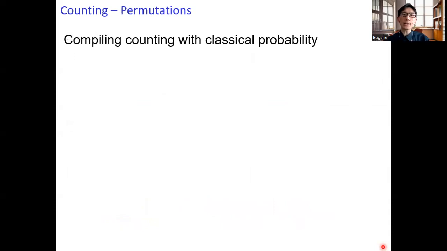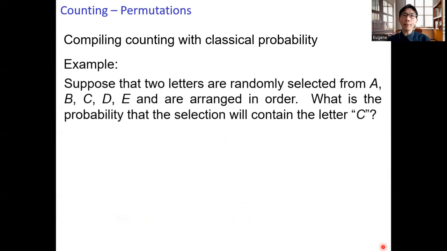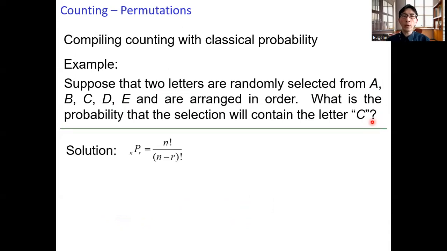We can combine these counting techniques with classical probability to compute some probabilities. For example, we have the same scenario: choose 2 letters out of 5, A, B, C, D, E, and arrange them in order. What is the probability that the selection will contain the letter C? We have already obtained 20 permutations when we choose 2 letters out of 5. And we want to list, out of these 20 permutations, the permutations that contain the letter C.